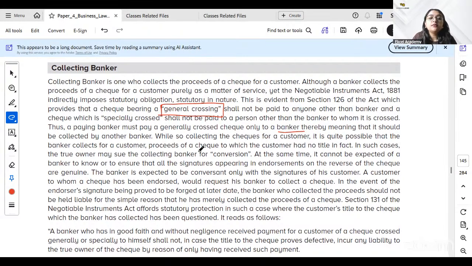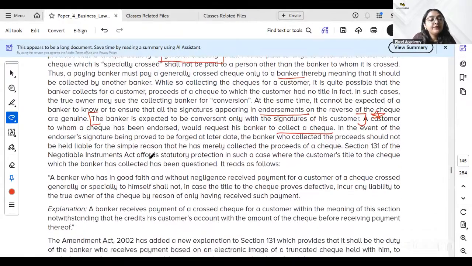All right. Now, at the same time, it cannot be expected of a bank to know and ensure that all signatures appearing in endorsements are genuine. Very, very important, the bank is expected to be conversant only with the signatures of its customer. A customer to whom a check has been endorsed would request his bank to collect the check. In the event of the endorser's signature being proved to be forged, the banker who collected the proceeds should not be held liable. Why? Because it was thorough with its own customer's signatures, not everyone else's. Very important.